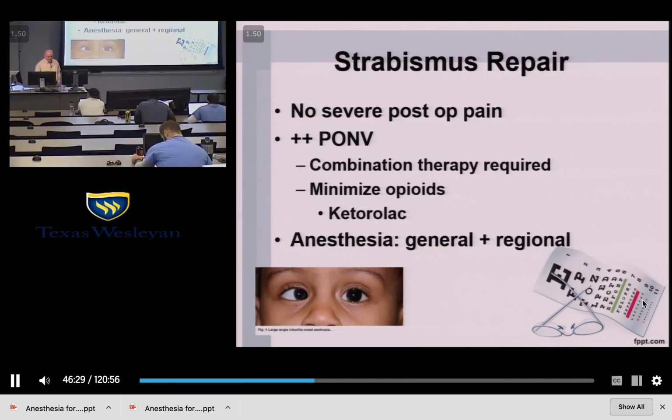Typically, the kids don't have a lot of post-op pain, but because of manipulation of the extraocular muscles, post-op nausea and vomiting is significant with them. So we use combined therapy for antiemetics, and we try to avoid opioids if we can, and give medications like Toradol.